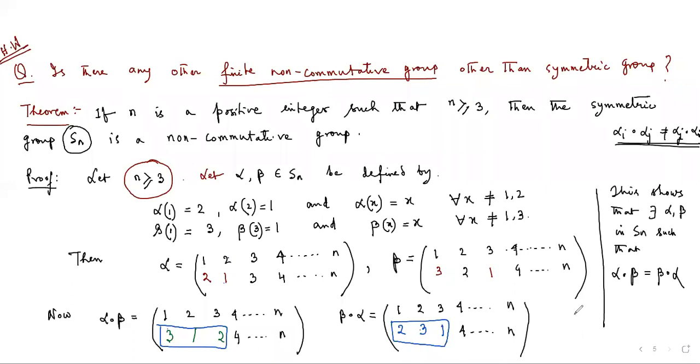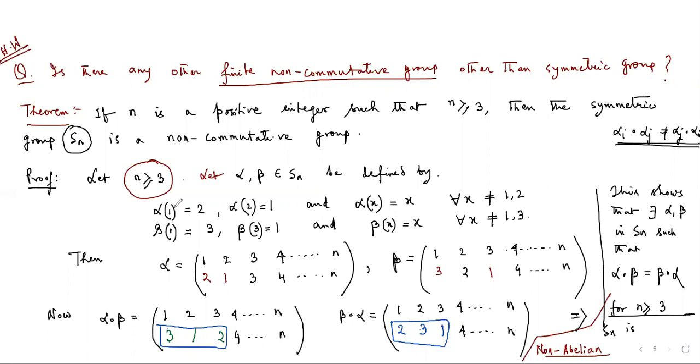And therefore, this implies for n greater than or equal to 3, Sn is, I'm writing here, non-abelian or non-commutative or not commutative, whatever you want to write.